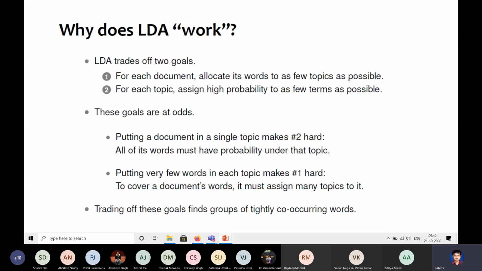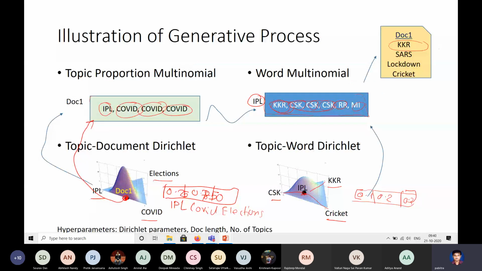So now we will ask, why does this generative process you have done, why should it work? What is the guarantee that it will work? There is no guarantee, but in practice it works because of two reasons, the additional constants that we put, and that's where this Dirichlet distribution comes into the picture.